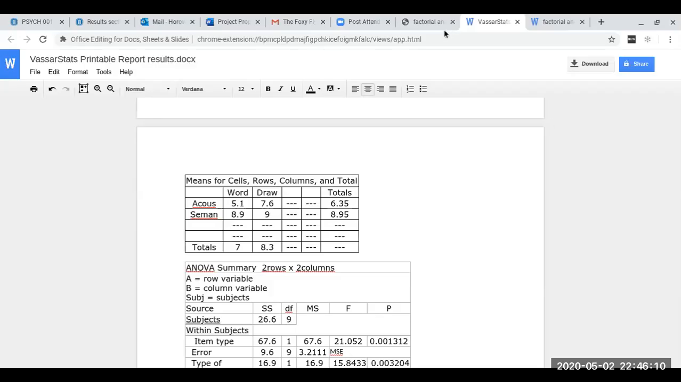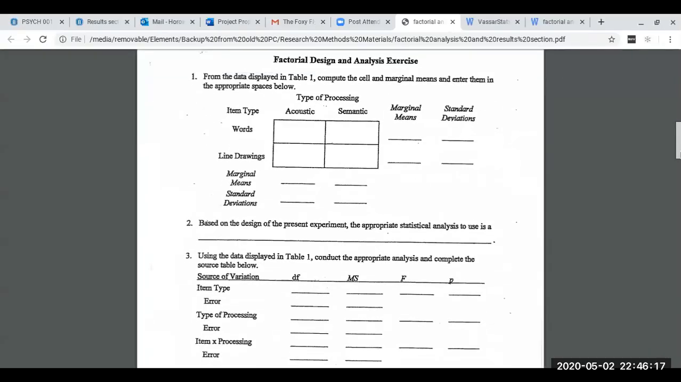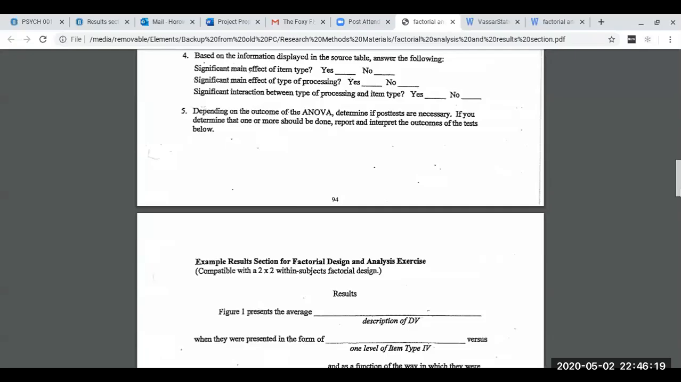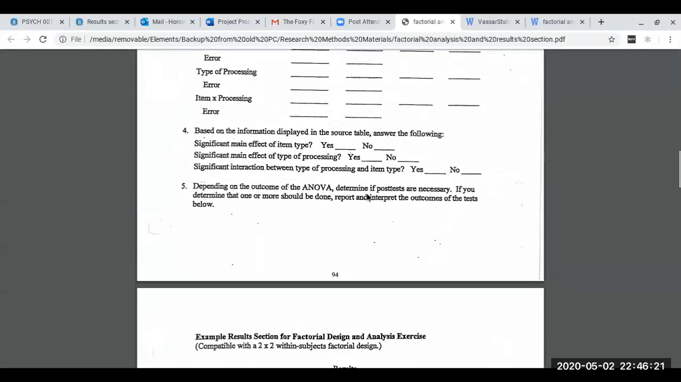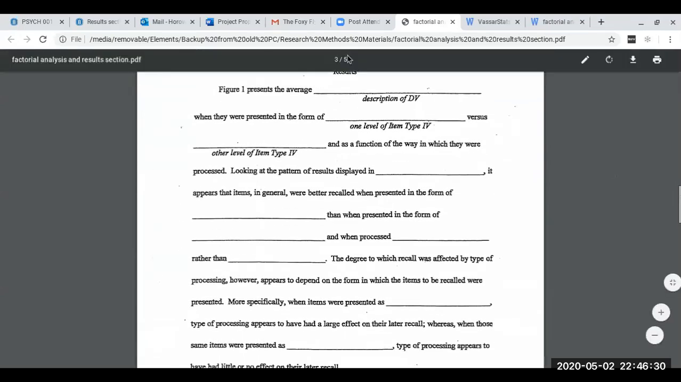Now let me go back to the actual PDF. This is what the actual PDF looked like, which I couldn't recreate, even though I tried. You can see that there was another question here, but I'm not worrying about that. It has to do with post-tests. We're not calculating any of that stuff. So here's the exercise. This is what it looked like originally. This was the results section. Figure 1 presents the average, and here it says description of DV when they were processed in the form of one level of item type IV versus the other level of item type IV.